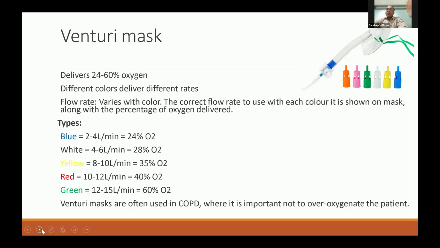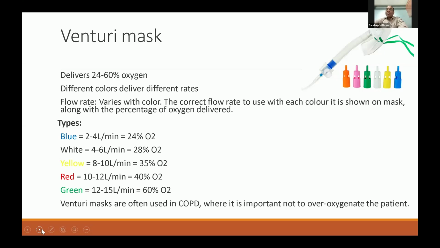So if you see on these color coded small devices, you will see the amount of oxygen that has to be delivered through this, which is printed on these things. Now, what is the use of Venturi mask? Why do we want to use Venturi mask? We can use simple face mask also.